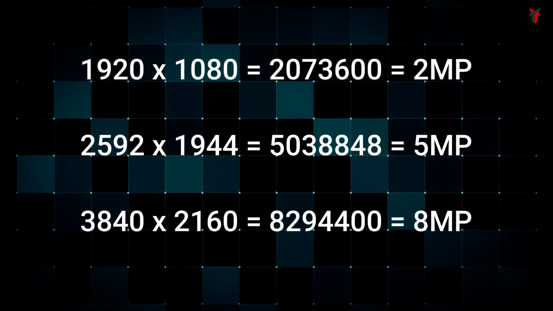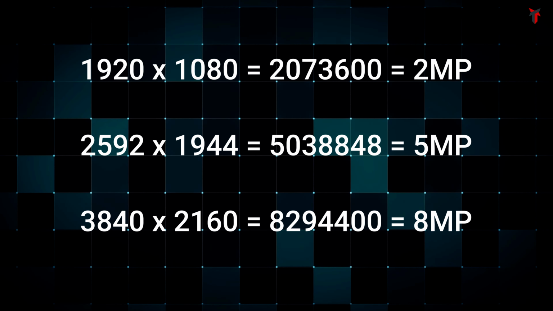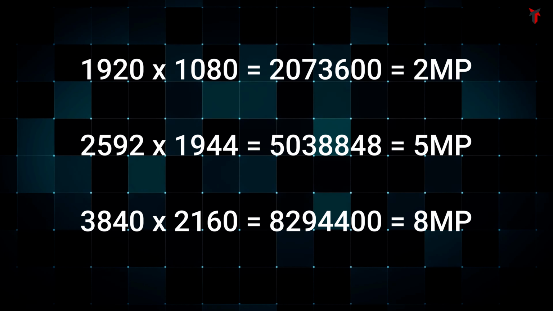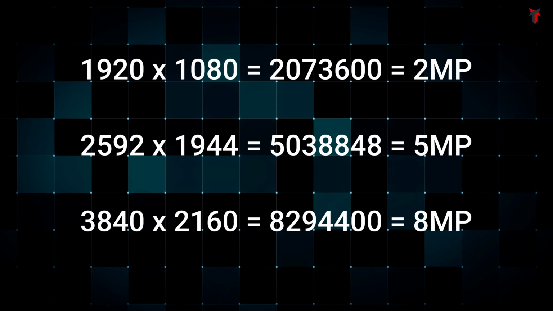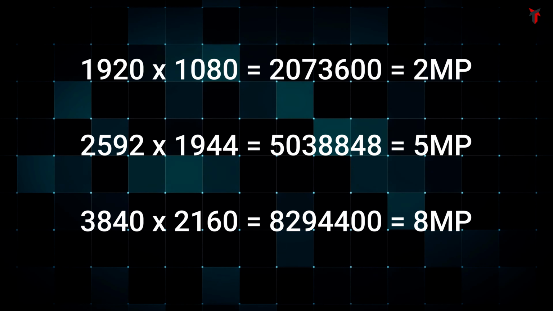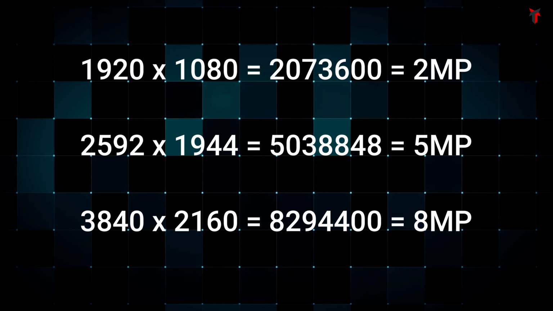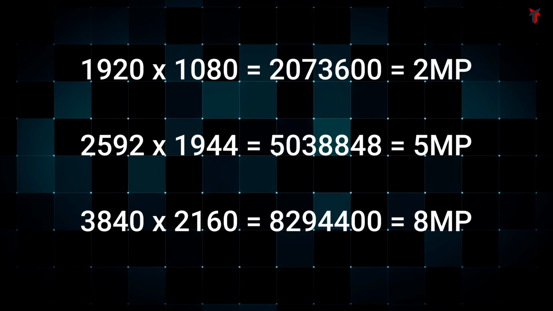If you multiply the native proper 4K resolution, which is 3840 by 2160, you get the number 8294400. So this comes to an 8 megapixel sensor. This is how you can easily calculate if the dash camera or any other camera for that matter supports native 4K resolution based on the megapixels of the sensor put inside it.